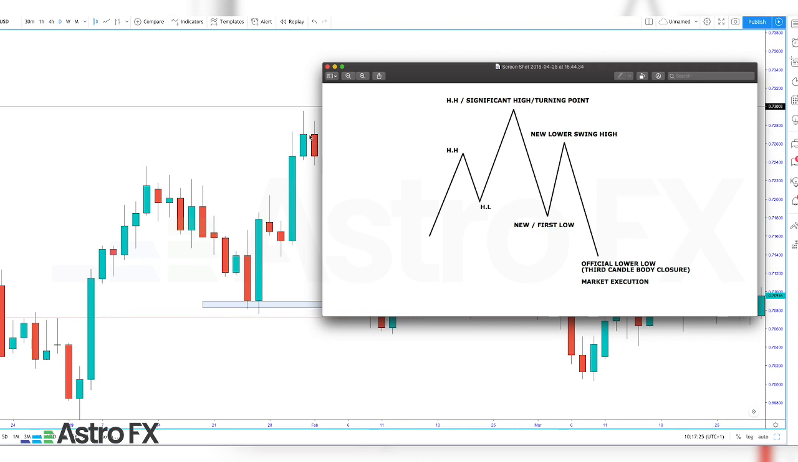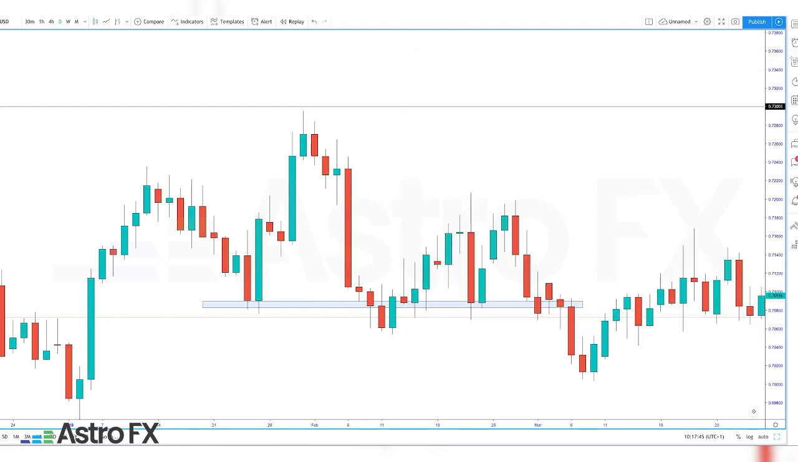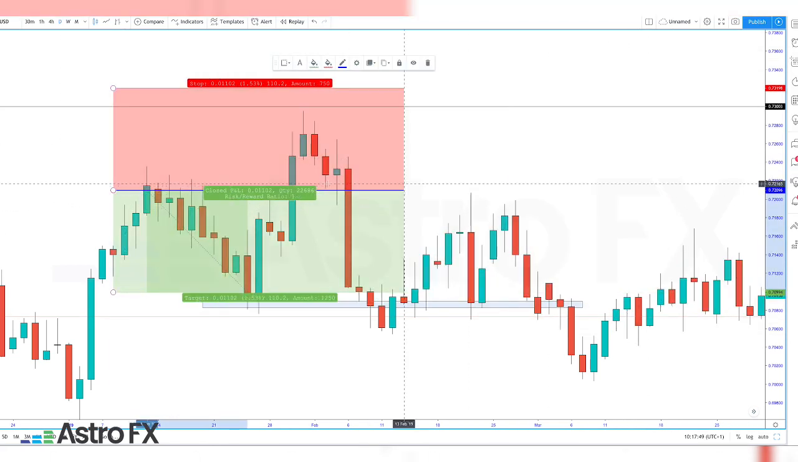Next, this day, the market flails around a little bit, but however, it does come in and bring us a new lower swing high, which is there. So 1, 2, and then 3. Then the official lower body third candle closure is right here. And that's where we would execute the trade. In the scope of a short position, let's have a look right there.